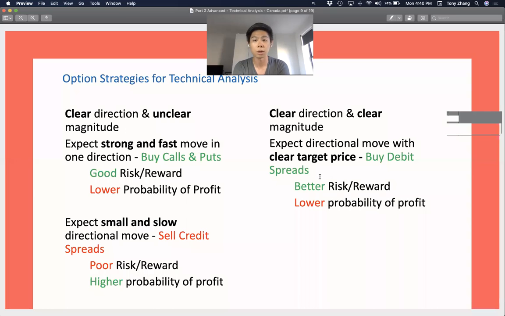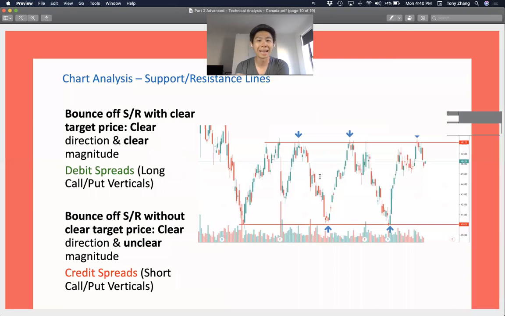So again, for those of you that are unfamiliar with debit spreads and credit spreads, before we finish here today, I will make sure that I send you the link to the courses so that you can review debit spreads and credit spreads on your own time. Okay, so let's go ahead and get started.